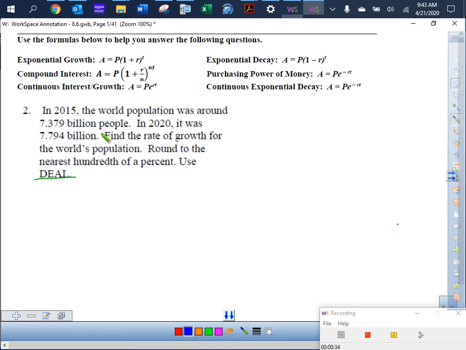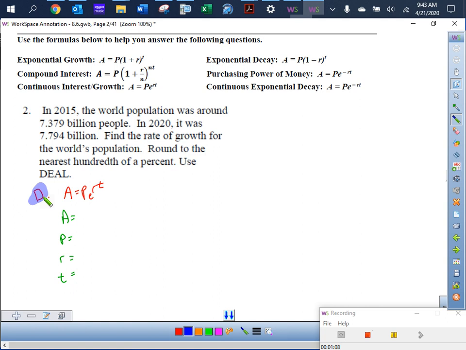So check it out. We have to decide what formula we're going to use. And here's a bunch of formulas we did this chapter and last chapter. And population growth, it doesn't say that it happens continuously, but we have to realize that population growth happens continuously, so we're going to use a PERT situation. So the first thing we'll do is we'll label these steps D, E, A, and L. So this is our D step.